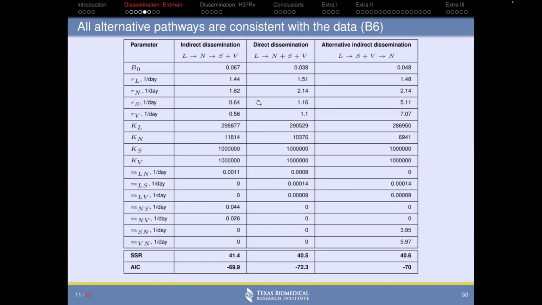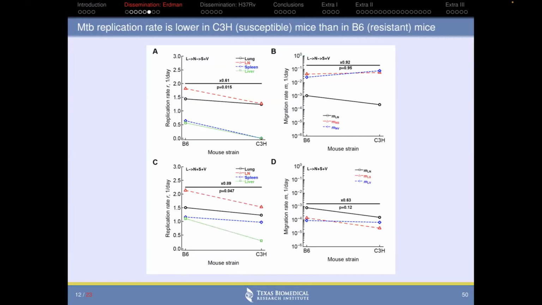Here's the parameter estimates for these three alternative models, and we can evaluate the quality of the model fit based on sum of squared residuals, which you can see are very similar, a little different, but really similar. And then we can also calculate the so-called Akaike information criterion, which takes into account complexity of these models. And these numbers, again, are very similar. They're not dramatically different. So the point here is that the modeling doesn't really tell us what the pathway of dissemination of the bacteria is.